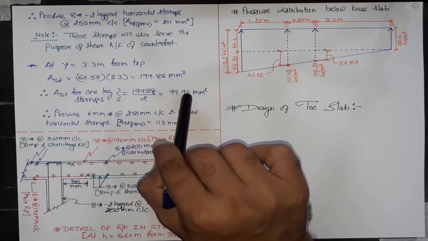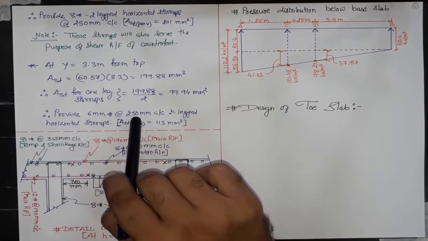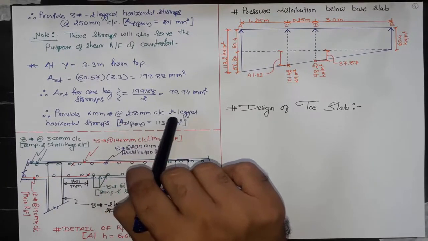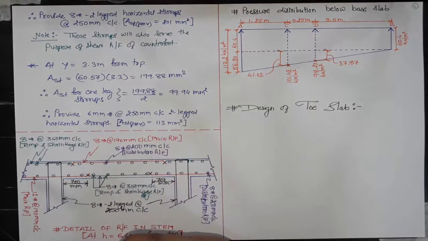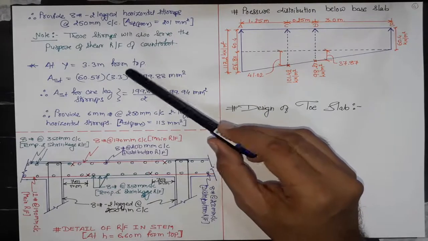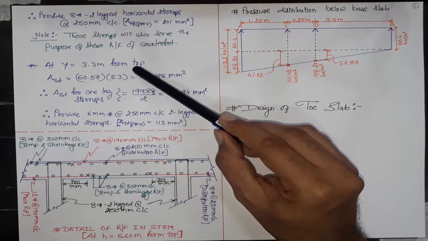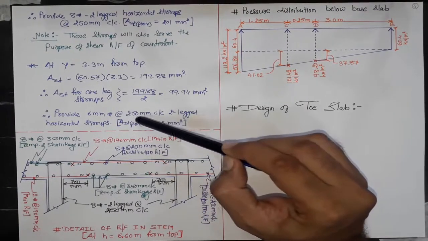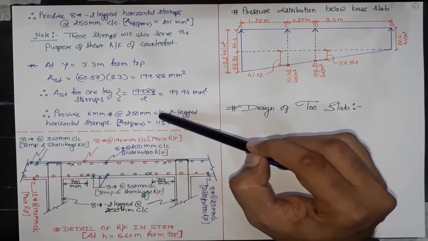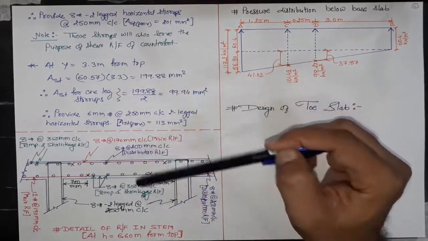Again, referring to table number 96, page number 230, we can say that providing 6 mm diameter two-leg horizontal stirrups at about 250 mm center to center will satisfy our requirement. Hence, for height 0 meters to 3.3 meters from the top, we can provide 6 mm diameter 2-leg stirrups at 250 mm center to center as horizontal stirrups to connect the stem slab to the counterfort.